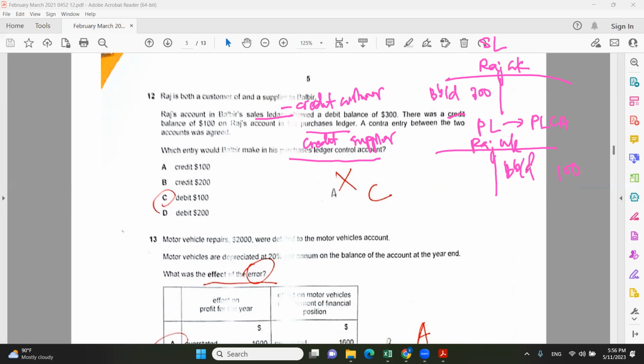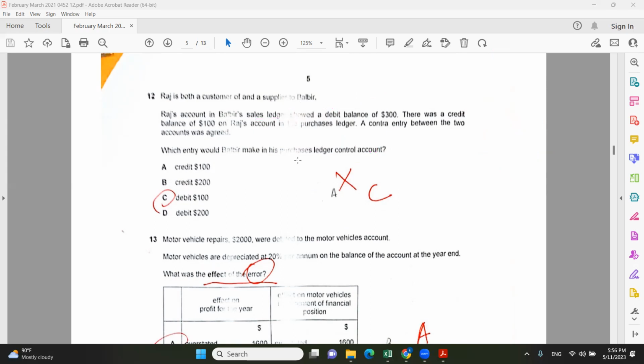This is a total, this is an individual, but the positions are exactly the same. So to reverse this, this is 300, this is 100. We have to take the smaller amount to reverse for the contra. So the contra entry will be sitting in here. Debit here and credit here. The question is asking about the purchases ledger control account, which is this one. So here, debit 100. Okay, now next, move on.